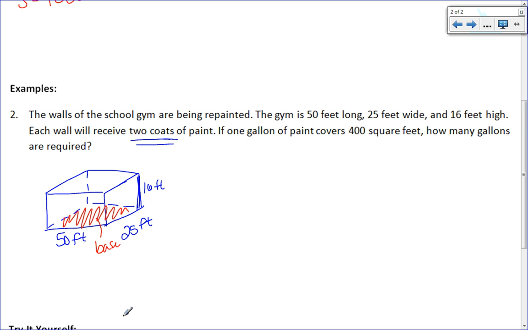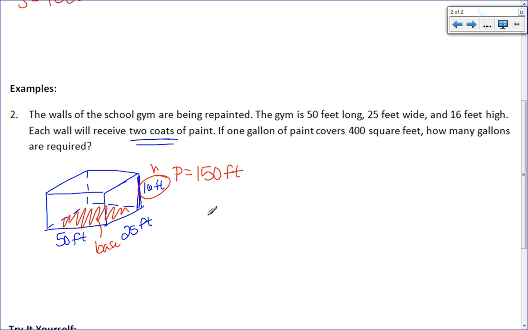Okay. And since we only want lateral area, we don't have to find the area of the base. We only need to find the perimeter of the base. And the perimeter is, again, just like we did on the previous one with a rectangular prism, you can add the 4 sides together, or you can use the formula P equals 2L plus 2W. So however you find the perimeter of that base, you should end up with 150 feet. And again, make sure you also identify where the height is. So if these are the length and width of the base, this number is the height.